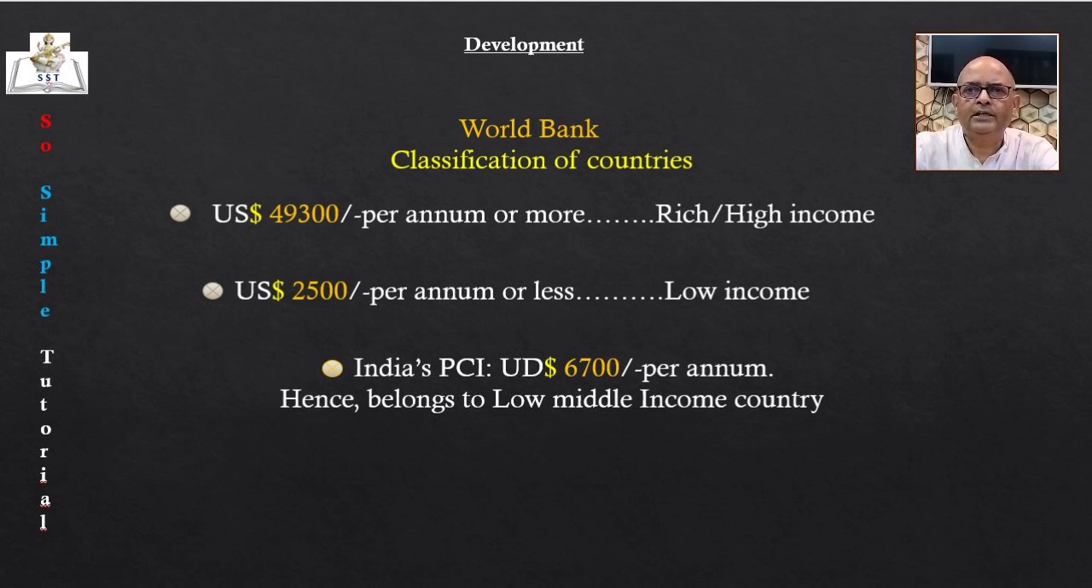India comes in the category of low middle income countries because her per capita income was just 6,700 US dollars per annum in 2019. The rich countries, excluding countries of the Middle East and certain other small countries, are generally called developed countries. You might wonder that Middle East countries are so rich. They have so much oil reserves that they export to other countries. Then why are they not considered developed?